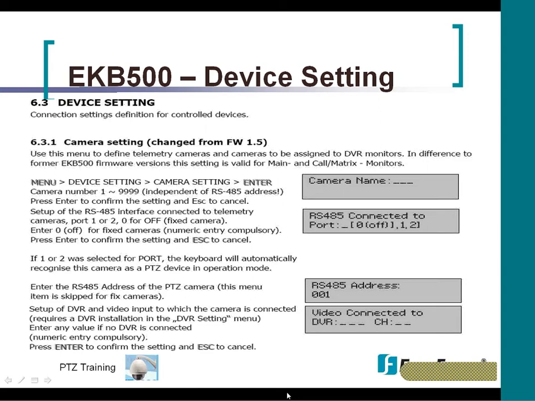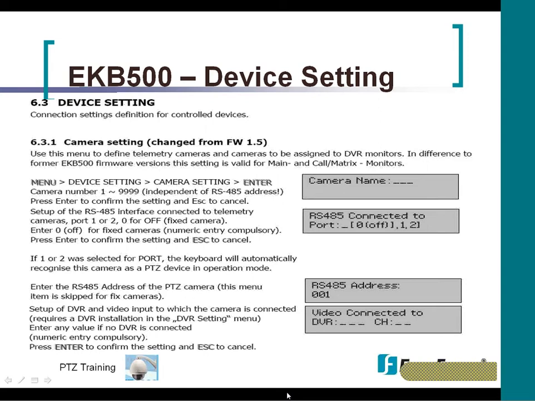Okay, the next step, again, it's going to ask you what 485 port you're connected to in the back of the EKB500. Okay, 0 is for a fixed camera, and then you have 1 or 2. So port 1 in the back or port 2 in the back. Then it's going to ask you for the 485 address of the dome. You simply type in the address of the dome again.